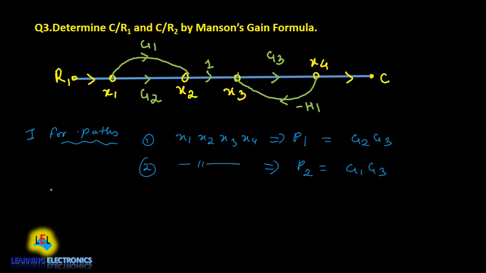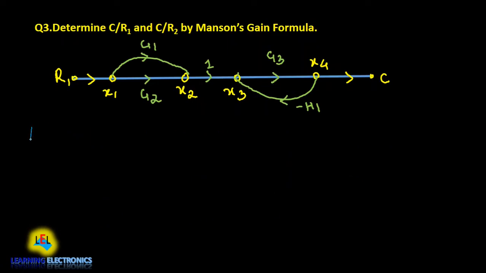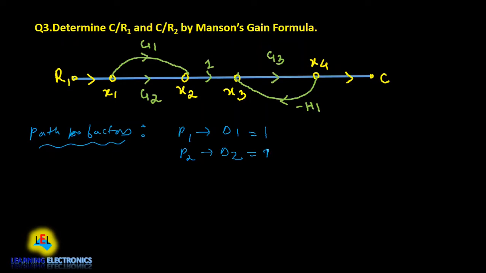Now we find out the individual loops. This is the first loop, starting from x3 and ending at x3: x3, x4, x3, and its loop gain L1 is equal to minus G3 H1. Now we find out the path factors: for P1 we find del 1 and for P2 we find del 2. Only one loop is there and it touches both paths P1 and P2, so del 1 will be equal to 1 and del 2 will also be equal to 1.